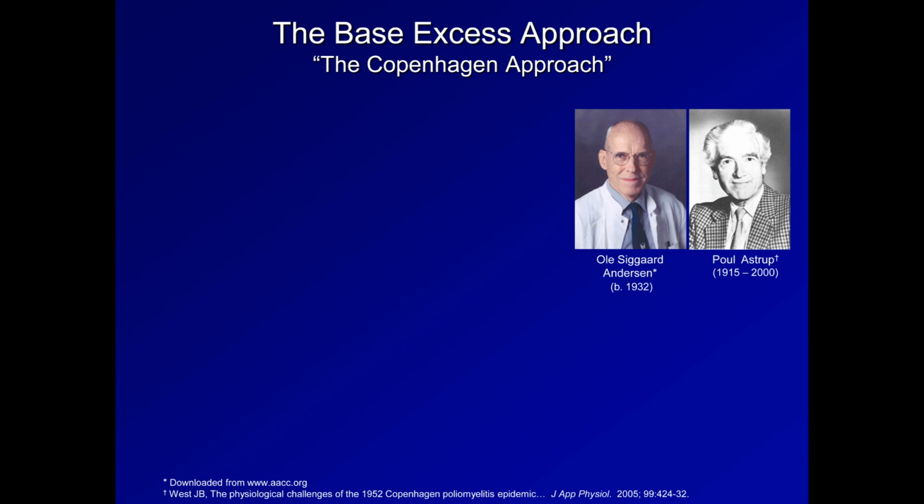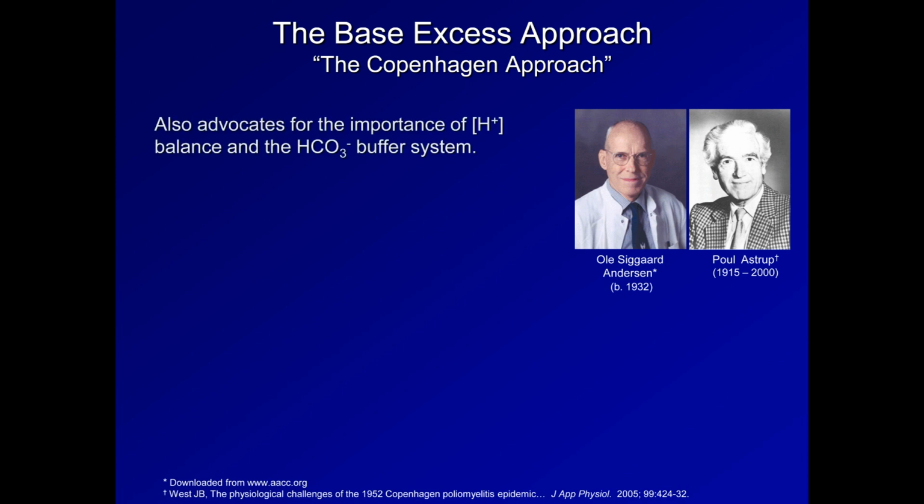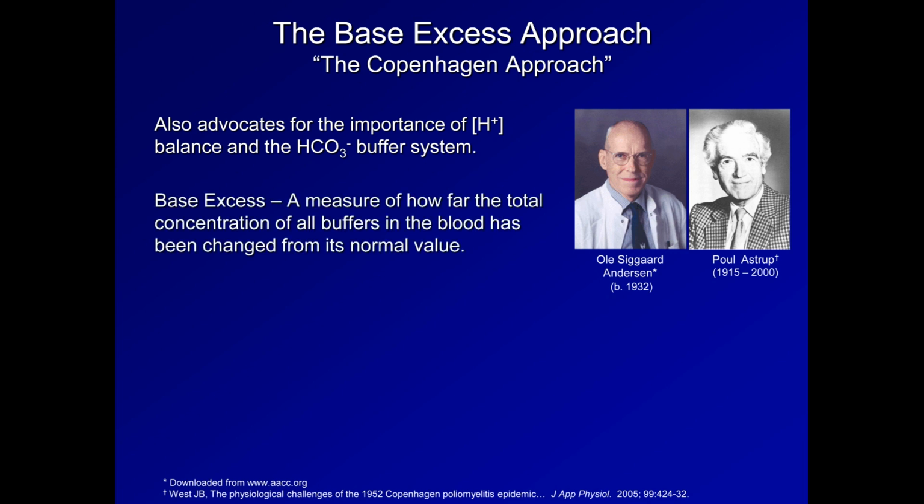Their approach, nicknamed the Copenhagen approach, also advocated for the importance of hydrogen balance and the bicarbonate buffer system. However, it also focused on a value called the base excess. The base excess is a measure of how far the total concentration of all buffers in the blood has been changed from its normal value as a consequence of metabolic derangements. In other words, it is a measure of how much acid would need to be added to blood to correct its pH back to normal, assuming that any respiratory disorder could be ignored.